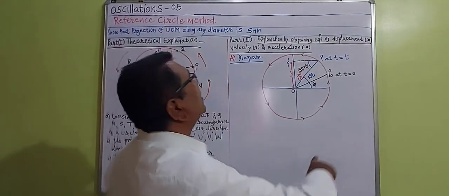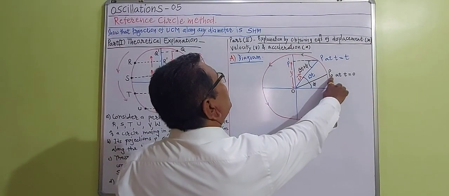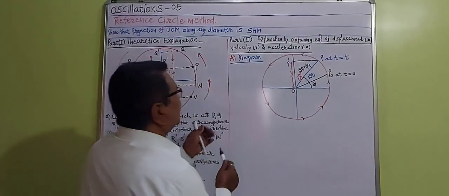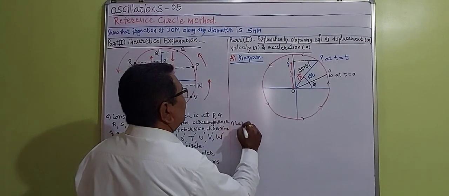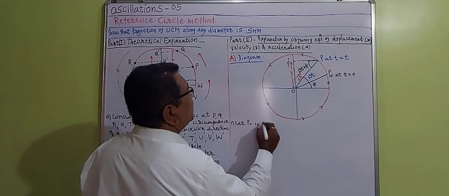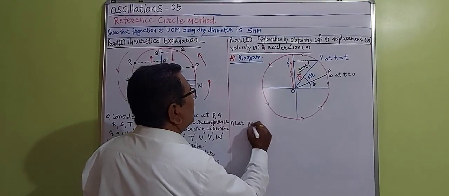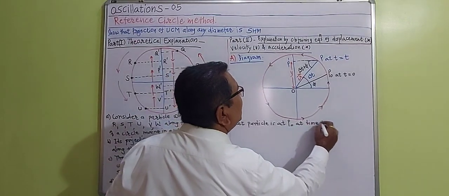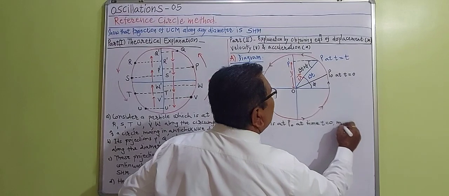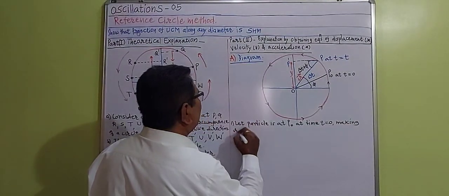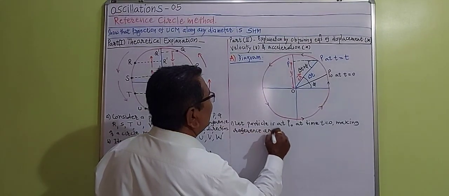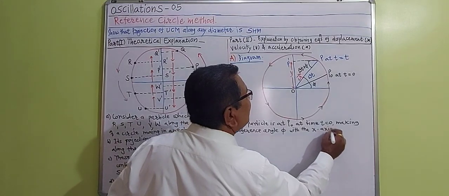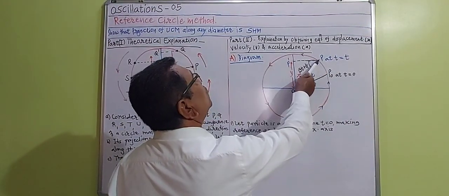So I have taken this diagram and I have chosen a particular point P0 which is at a reference angle phi from the x-axis at time t equal to 0. So I will write here: let the particle be at P0 at time t equal to 0, making reference angle phi with the x-axis. And suppose this particle is moving from P0 to P at time t equal to t.